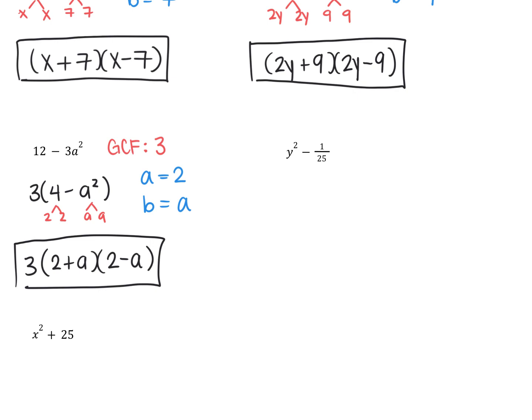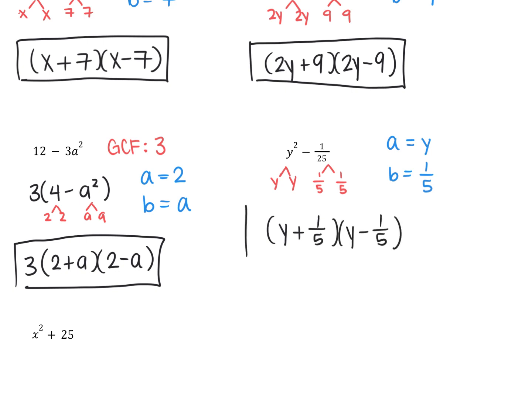Next example is y squared minus 1/25. So y squared is y times y. 1/25 is a little bit harder. I know 25 is a perfect square. It's 5 times 5. So it can also work in fractions. So 1/5 and 1/5. So my a is y and my b is 1/5. So it's going to factor as y plus 1/5 and then y minus 1/5. We won't really do a lot of examples where you're factoring a difference of squares where there's a fraction, but just wanted to show you an example.